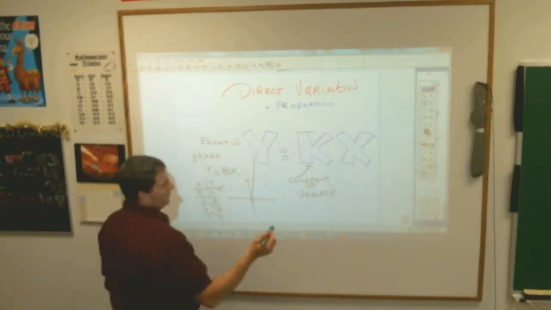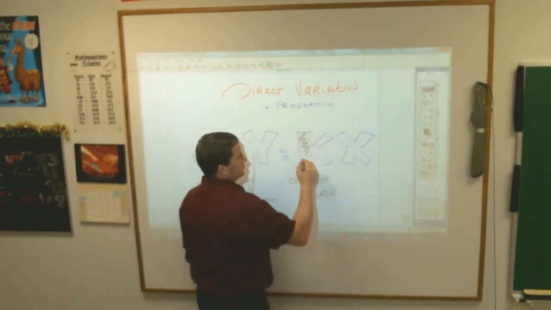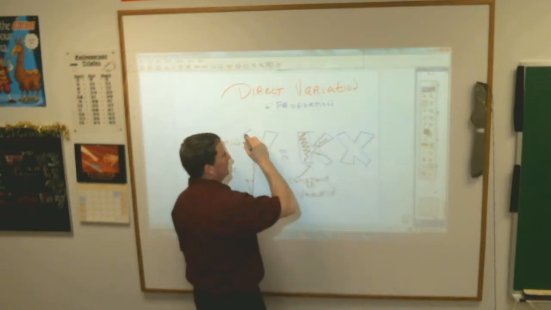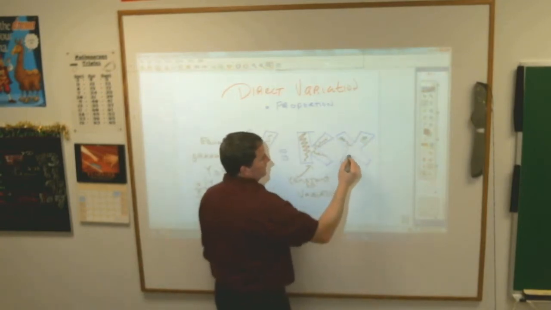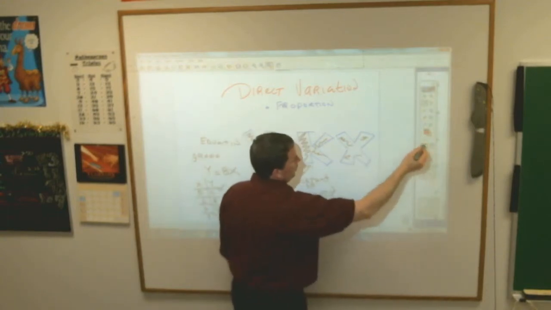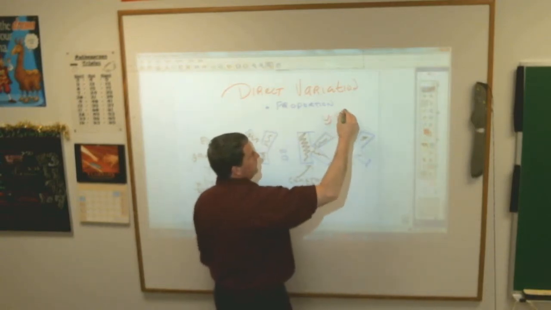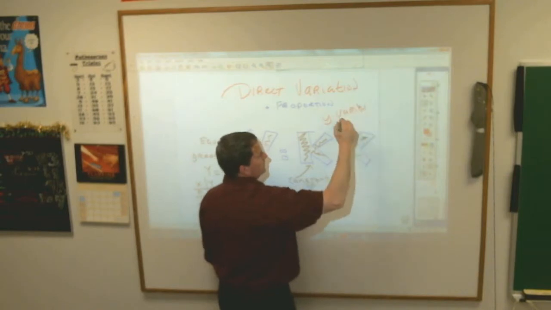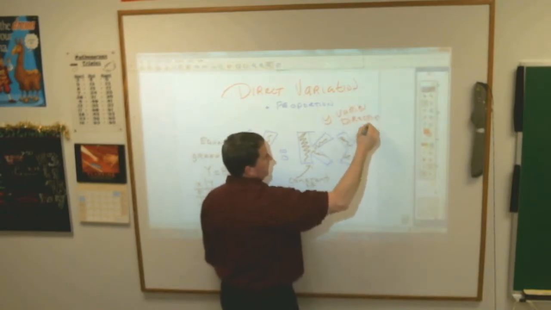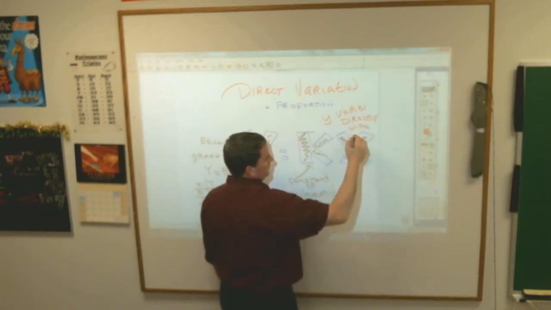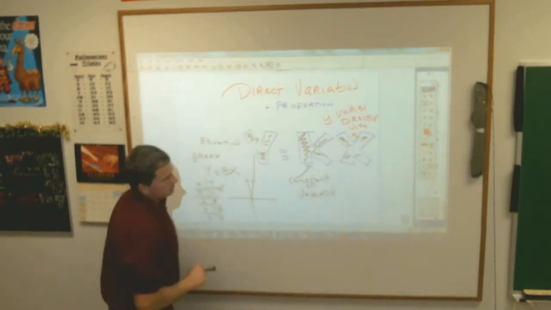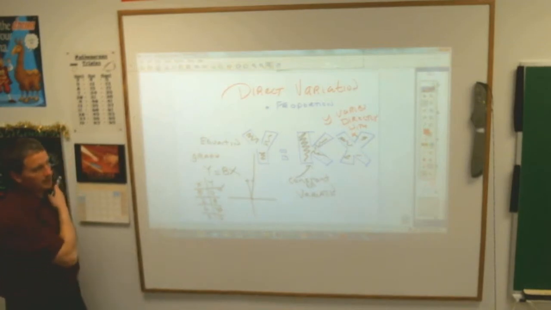And then they also give you this. You know something's direct variation if they say simply this: Y varies directly with X. That's kind of the words that you'd say with that. And really all it means is one goes up, the other goes up.